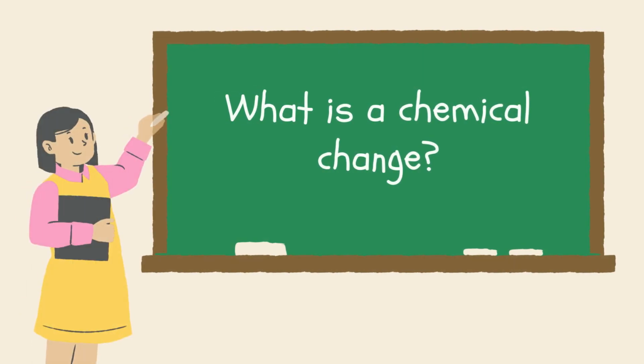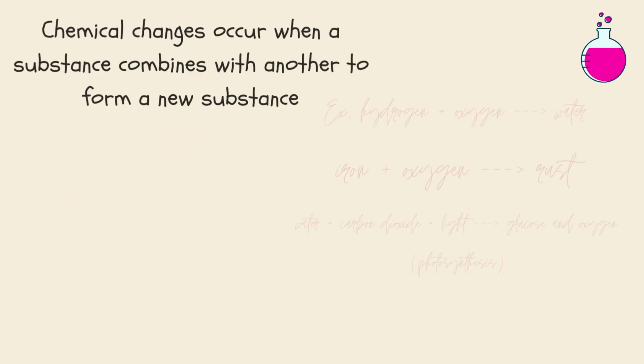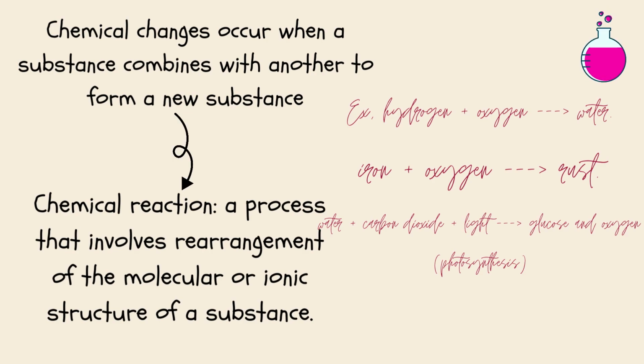First, we're gonna define physical change and chemical change. So, physical changes are changes affecting the form of a substance, but not its chemical composition, while a chemical change occurs when a substance combines with another to form a new substance. This turns into a chemical reaction. Actually, there's no difference between chemical change and chemical reaction. The only difference is the definition.